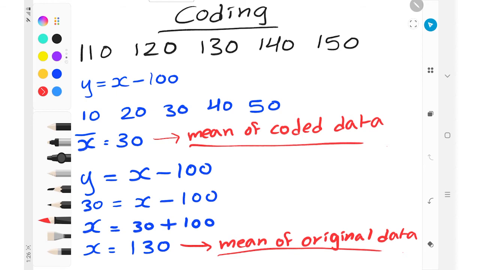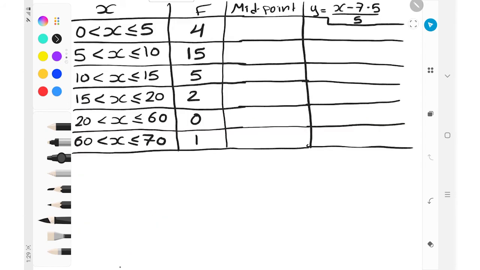So these are two examples of different coding. Now let's take an example in grouped data and see how we will solve it. Now we have this example. These are the same classes as before, but instead I wrote down the less than or greater than sign. Now we need to find the midpoint, and they gave us this code and they want us to find the mean using the code.